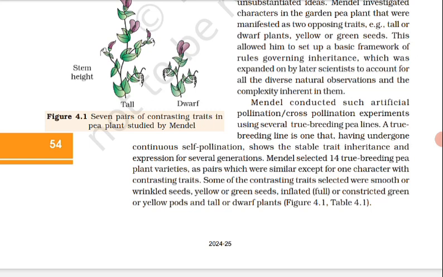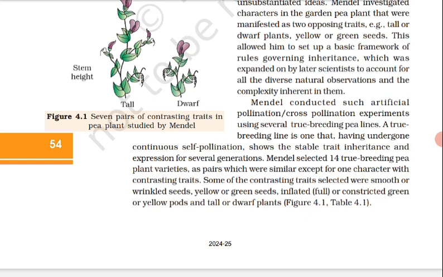Mendel conducted such artificial pollination, cross-pollination experiments using several true breeding pea lines. A true breeding line is one that has undergone continuous self-pollination. Here you could change it to cross-pollination, but the correct term is self-pollination. A true breeding line is one that, having undergone continuous self-pollination, shows the stable trait inheritance and expression for several generations.